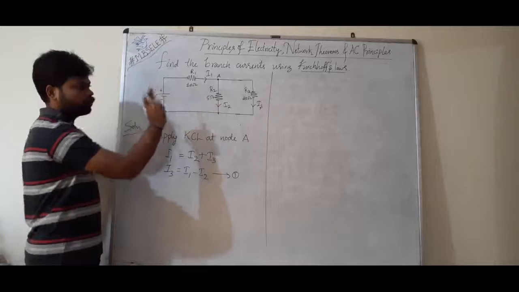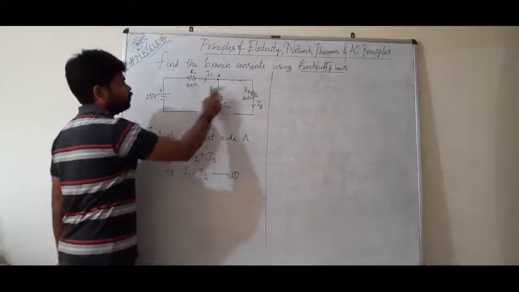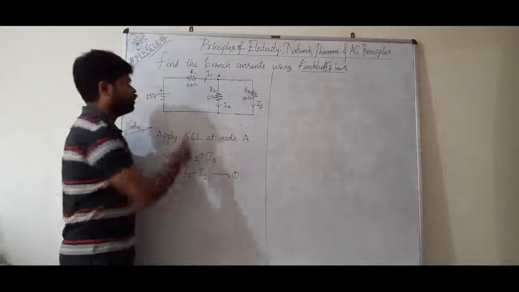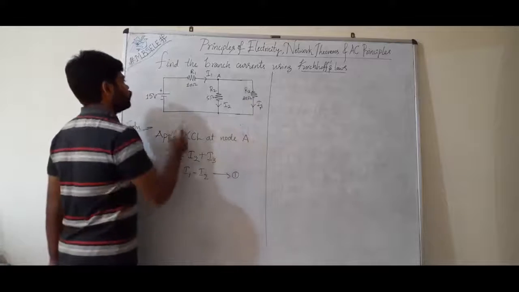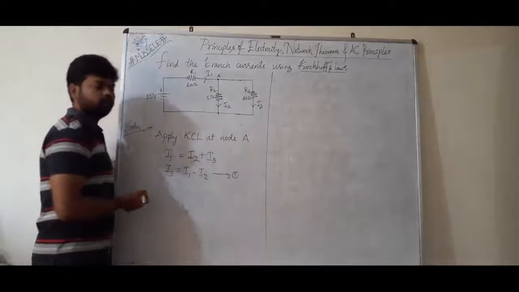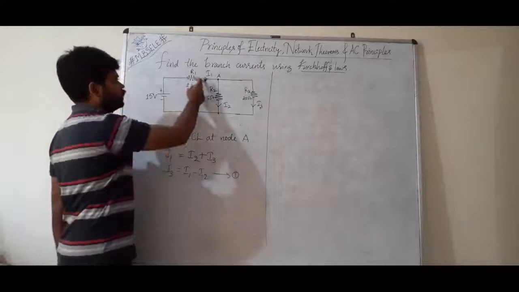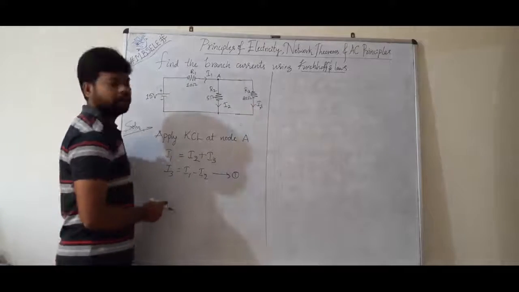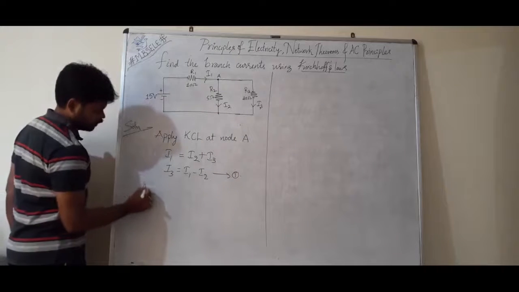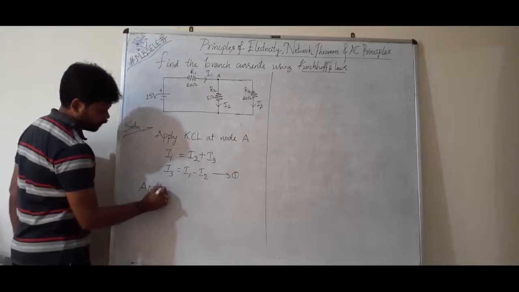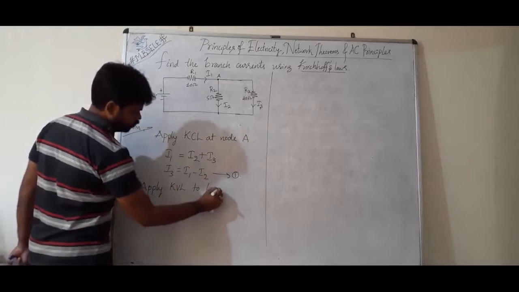Any problem you are given will consist of a circuit with two meshes. So we have to apply KVL to these loops or meshes to get the unknown terms, that is, the branch currents. How to do that? Next, apply KVL to loop 1.